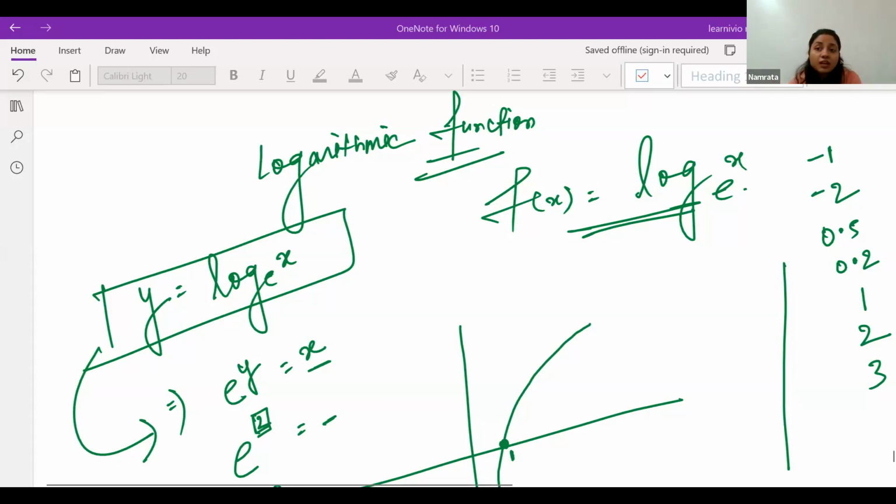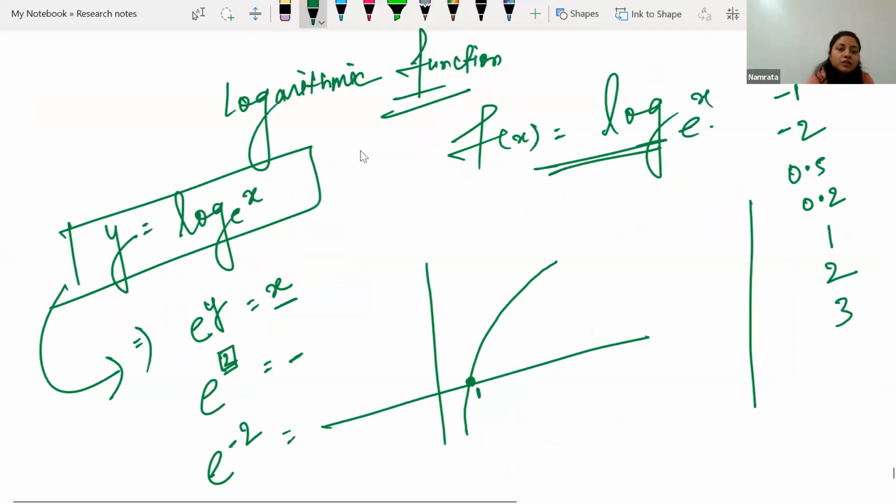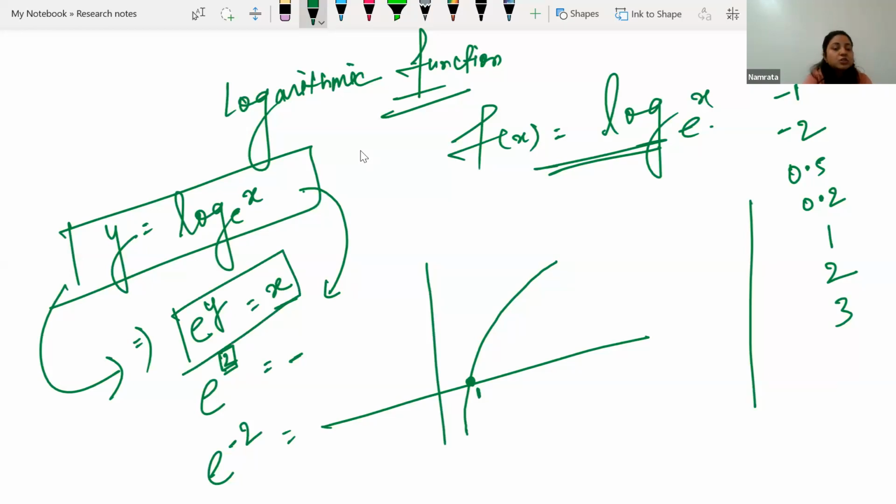X means what? Again, I will repeat. X means the result. Once I have changed our logarithmic function into exponent form like this by using the property, here we can understand that the result, e to the power anything, will never give a negative answer. So from here we can say that x will never ever be negative. It will always be positive.